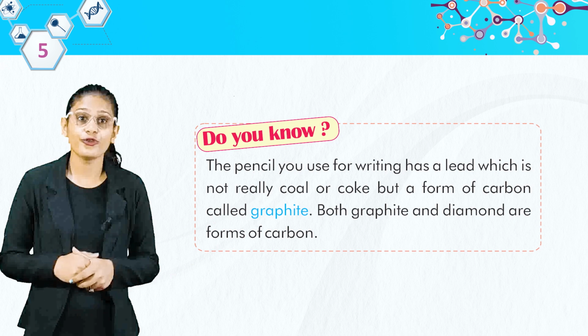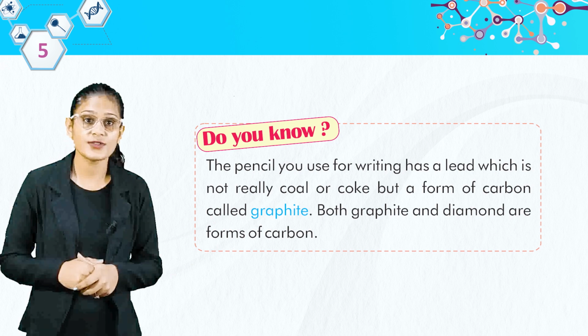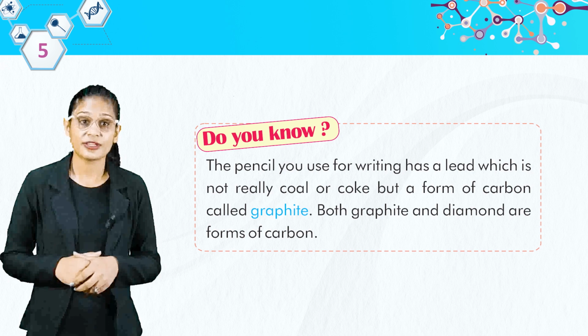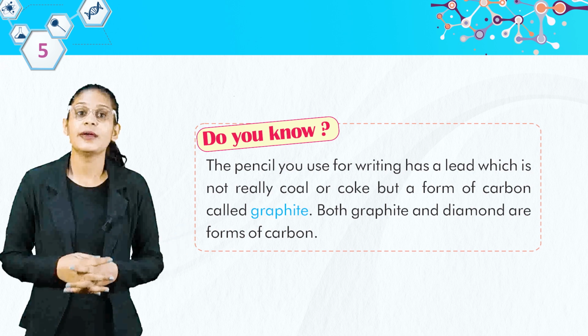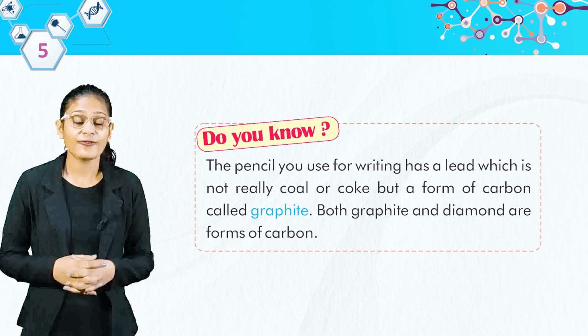Do you know? The pencil we use for writing has a lead which is not really coal or coke but a form of carbon called graphite. Both graphite and diamond are forms of carbon.